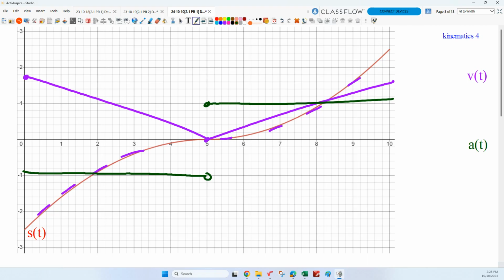Okay, what does this story look like? Well, I start at some negative value. When I start the camera and we start filming it, I'm going pretty fast, but I'm slowing down, and I get to 0, and I stop, and then what?